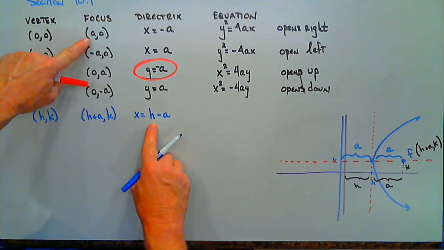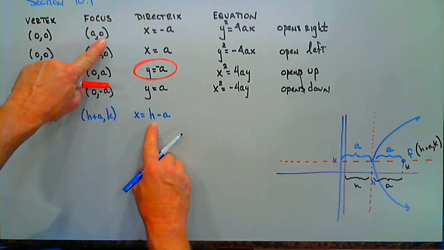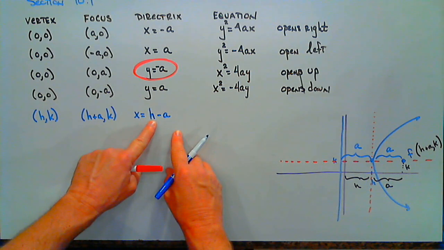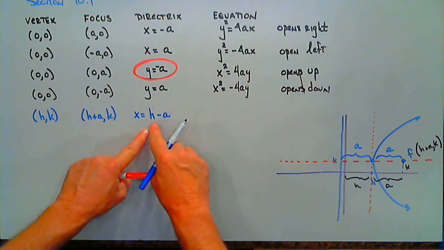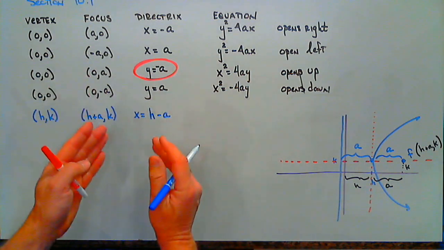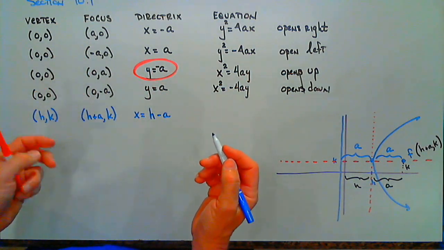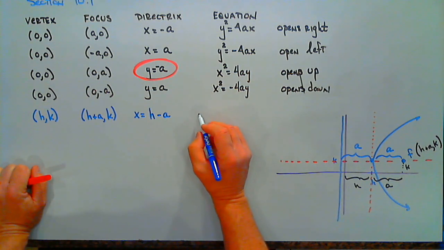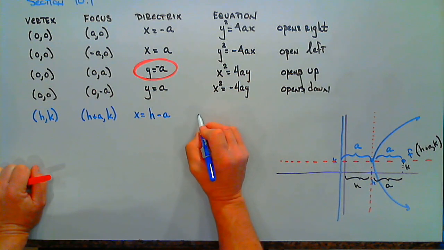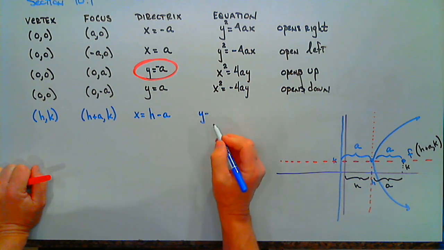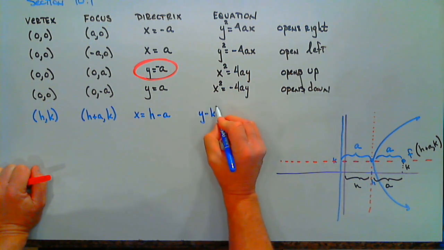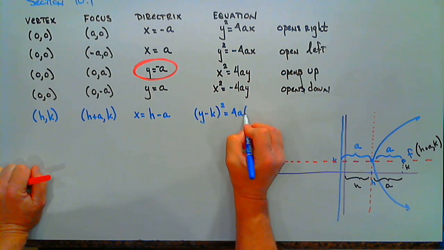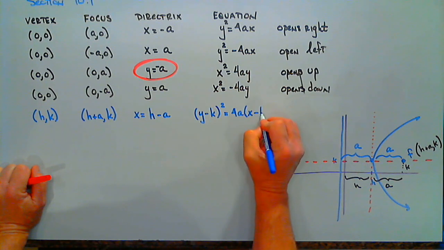Now if we take a look up here, look at this. All we've done is added h and added k. And all we did here was add h. Look, we just added an h. Instead of it being negative a, it's h, take away a. What is our equation going to look like? Well, I think if you try, you can probably figure out what it's going to look like. It's going to be y minus k squared equals 4a times x minus h.